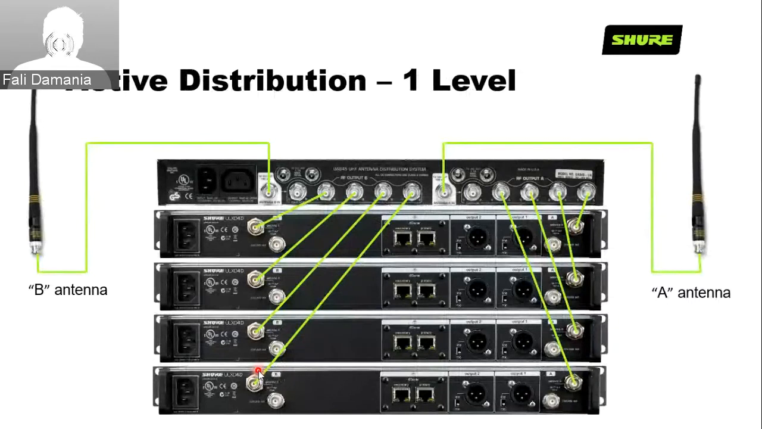Okay, now this is again a little larger system. This is an active distribution system whereby you have antenna B and antenna A coming into the distributor, and each of the outputs here feed all the antenna B's here and feed, in this case, all the antenna A's here. Very simple, very straightforward setup.